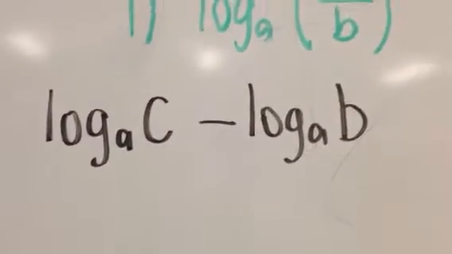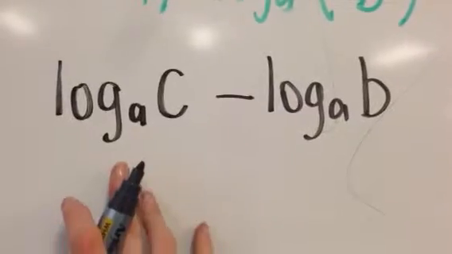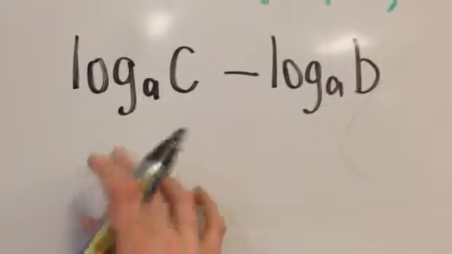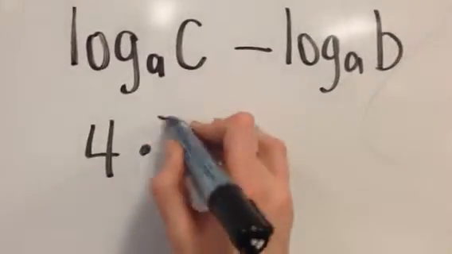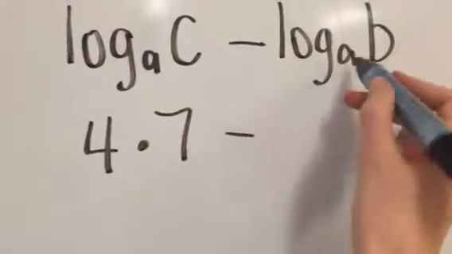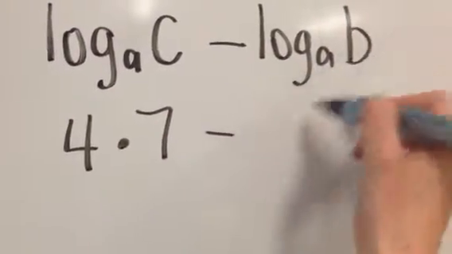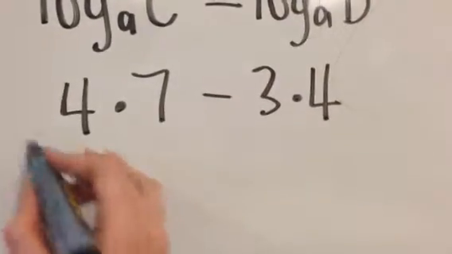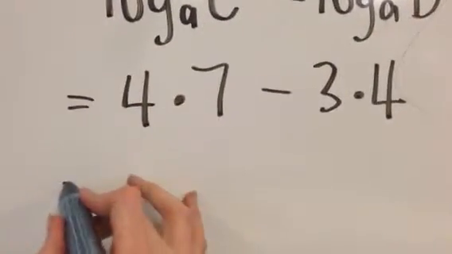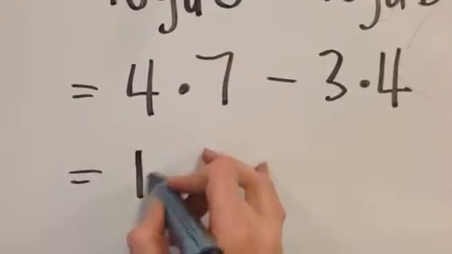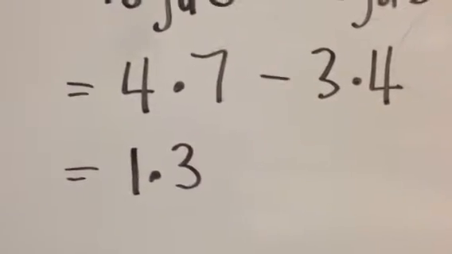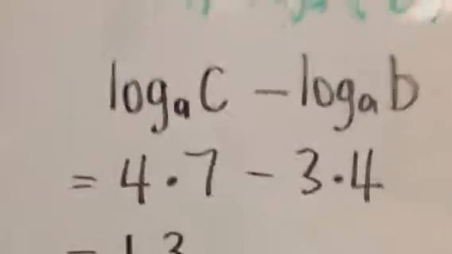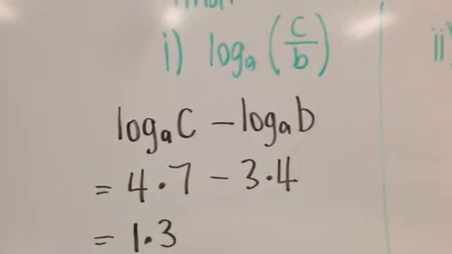And when I get it to that point, now I can make the substitution because I know log base A of C was 4.7 minus log base A of B was 3.4, and I can do that subtraction, and I get that the answer is 1.3. Okay, that's for that question.